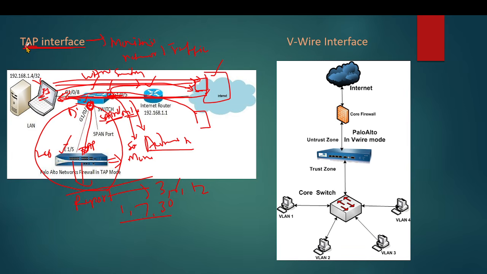Okay, so this tap interface will mainly be used for monitoring your network without changing any network configuration. We haven't changed anything here, we just added a span and created a span for that. That's it, we haven't changed any IPs or anything in the network. Okay, that is a tap interface.